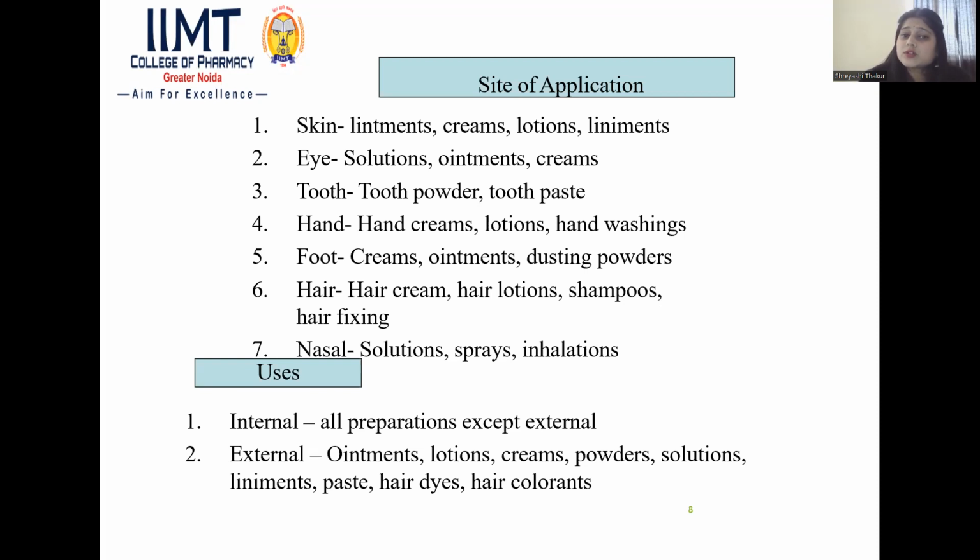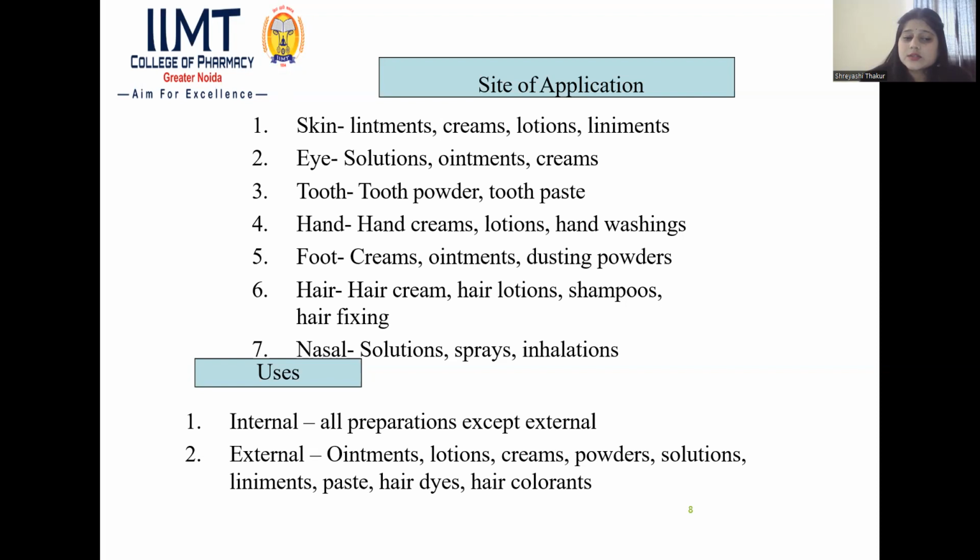There are various types of tooth powder and toothpaste as examples for the tooth. Then the next one is hand. Various types of hand creams, lotions, and hand washes are available, which are applied to our hand. The next one is foot. There are various types of foot creams like crack cream, ointment, and dusting powder, which are applied to our foot. The next one is hair. Various types of hair cream, hair shampoo, hair lotion, and hair spray are applied to our hair. The next one is nasal. There are various types of solutions, sprays, and inhalations which are applied through our nose for the treatment of disease.